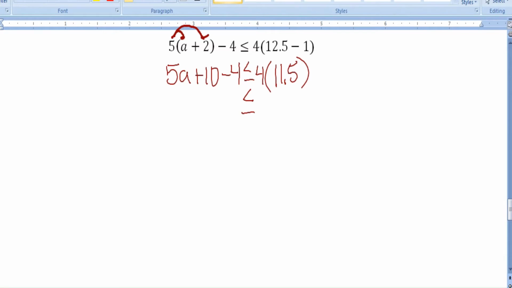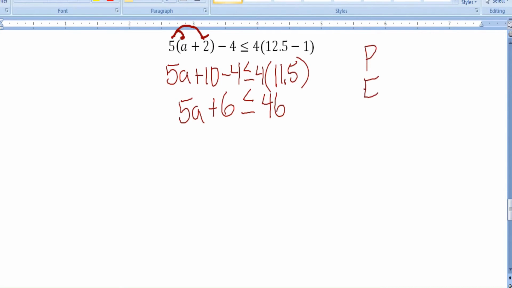Next, I'm going to go back to the left side. I'm going to do 10 minus 4, which is a +6, bring down my 5a. And then I'm going to go back to the right side, and when I do 4 times 11.5, I end up with 46. Now, if you look at both sides, they're completely simplified because there's no more like terms to combine. So now I'm going to start solving for my variable and use the order of operations in reverse.